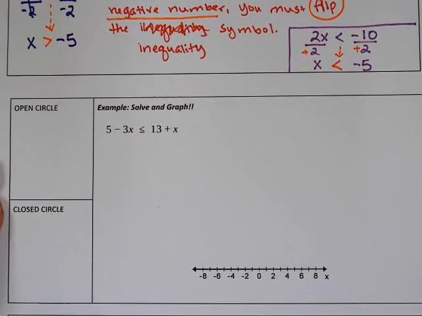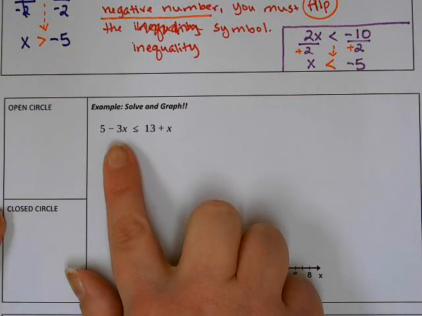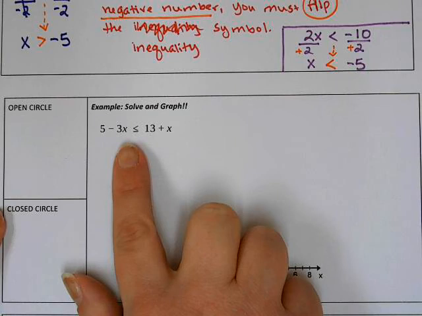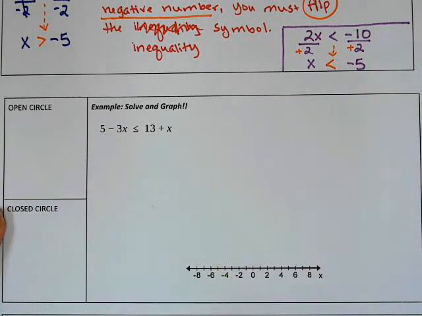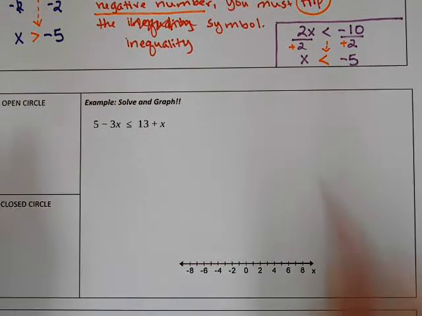Okay, let's actually look at some examples here then. So this one, we are going to solve and graph. If we look at this inequality, we can see that there's variables on both sides of the inequality. And so we're going to have to be careful when we're solving this because we need the variables to be together. So I'm actually going to solve this particular one two different ways for you guys.